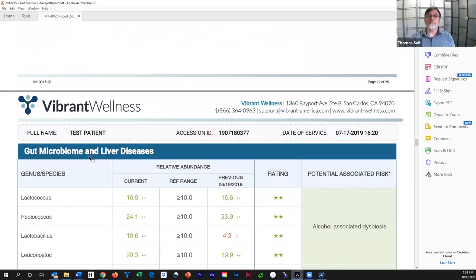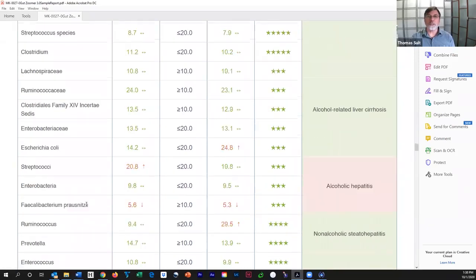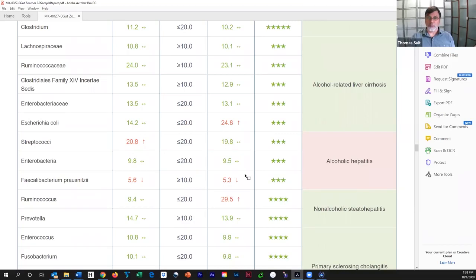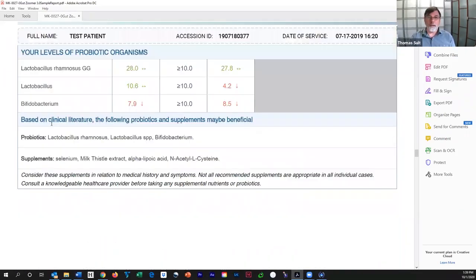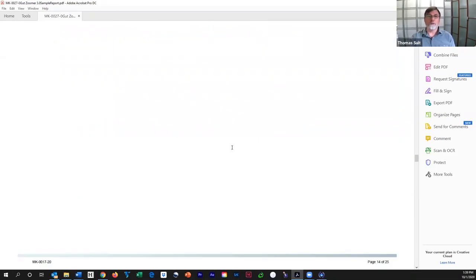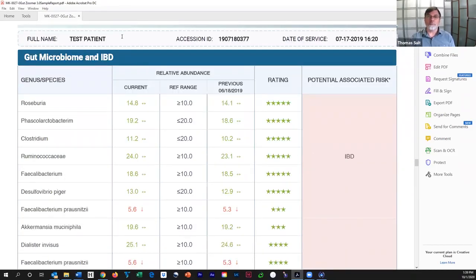And then we look down here at liver disease. Here are all the bacteria associated with liver disease, and we see that some of them are out of sorts. Now, this one was kind of borderline high before. It's now slightly high. It's associated with alcoholic hepatitis. And then here's another one that's associated with alcoholic hepatitis when it's low. So does this mean the person has alcoholic hepatitis? No. Does it mean I'm going to ask a few questions about alcohol use and maybe draw a liver test? Yeah, probably. Okay, and then the probiotics and the recommendations are there. And then we come down here to IBD, inflammatory bowel disease.